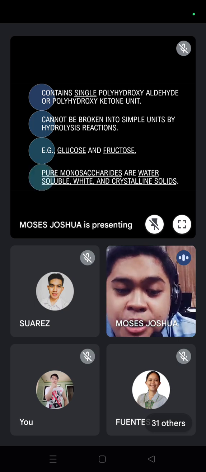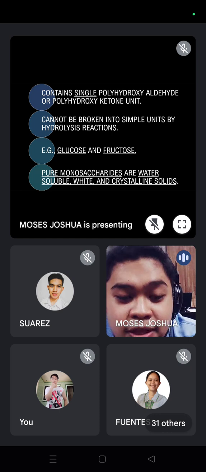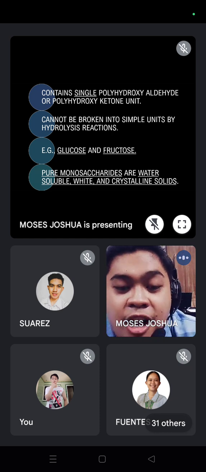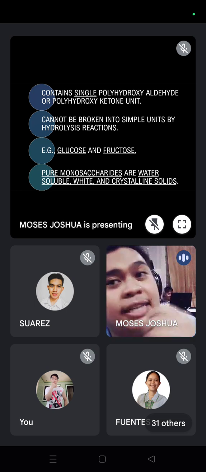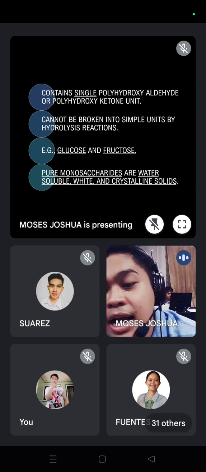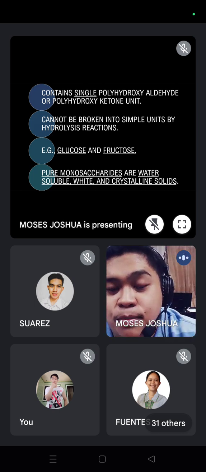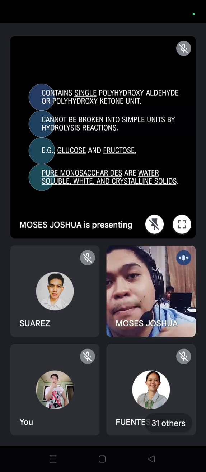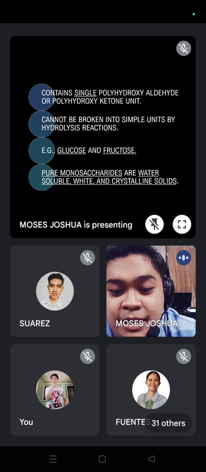And pure monosaccharides are water-soluble, meaning they are polar, and they are white, crystalline solids. I hope the understanding has been established of the difference between water-soluble and not water-soluble. It boils down again to our understanding of whether a particular compound is polar or non-polar. So that understanding should be established.